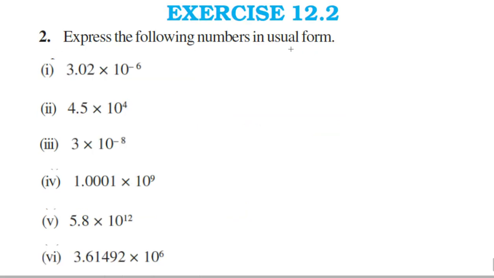Express the following numbers in usual form. This is equal to 3.02 into 10 to the power of negative 6. We can write this one as 3.02 divided by 10 to the power of 6. Here you see we have 3.02, then 10 to the power of 6, so we need to move this point to the left. How many? 6 digits or 6 places.